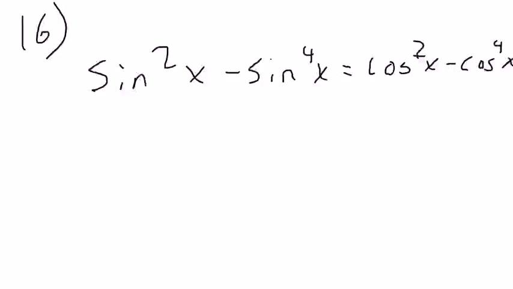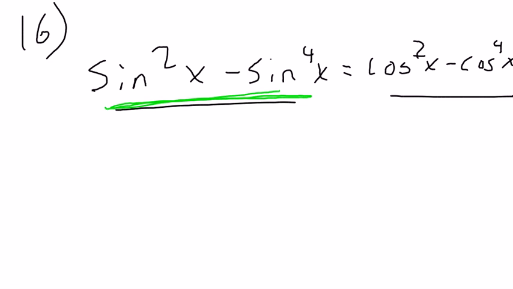So how can we try and figure this one out? On the left side I have sines, on the right side I have cosines. It doesn't matter which side I start, but I'm going to start with the left side. I want to change these sines so they look like cosines. But I don't have something for sine to the fourth. I do have something for sine squared. But maybe let's factor this first.